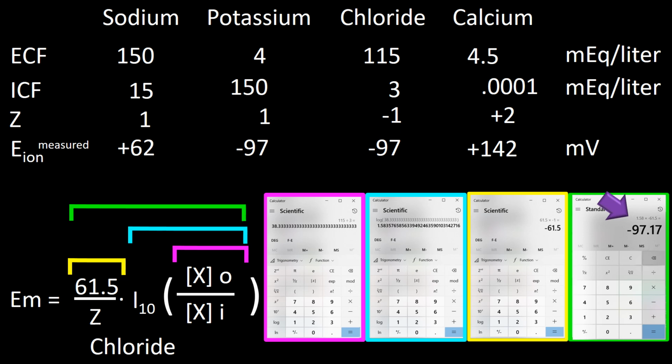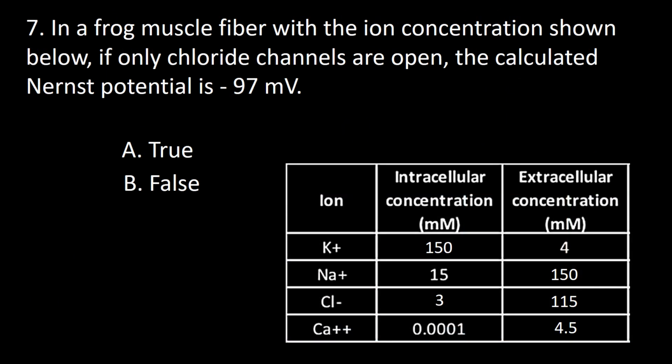Finally, we multiply 1.58 by negative 61.5. The result is negative 97.17. This is the calculated equilibrium potential of chloride, which is about the same as the measured equilibrium potential of chloride in this example. So the answer to this question is true.